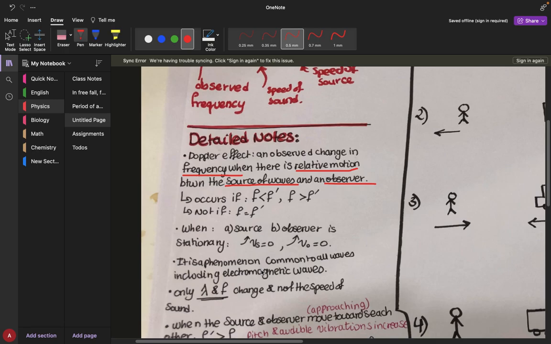Doppler effect, it's an observed change in what? Well, it's in the frequency. You don't say in the speed of the sound. No, in frequency. When there is what? When there is a relative motion between what? Between the source of the waves and the observer.